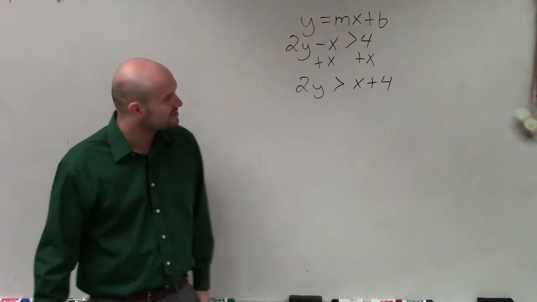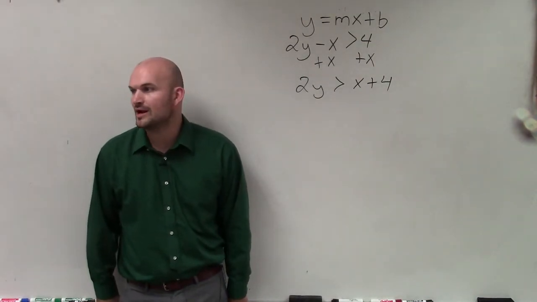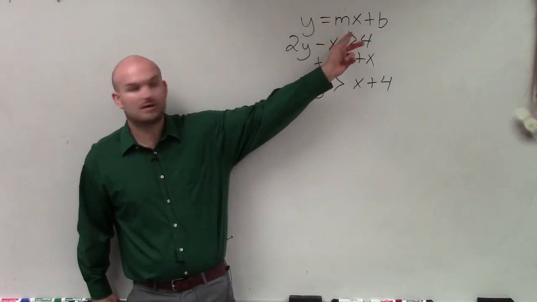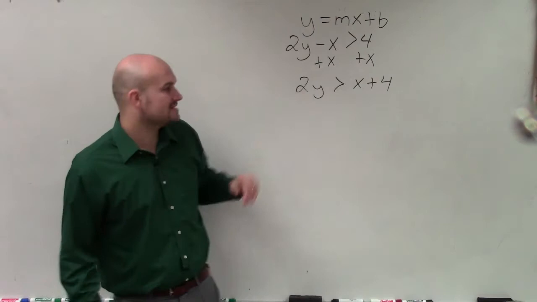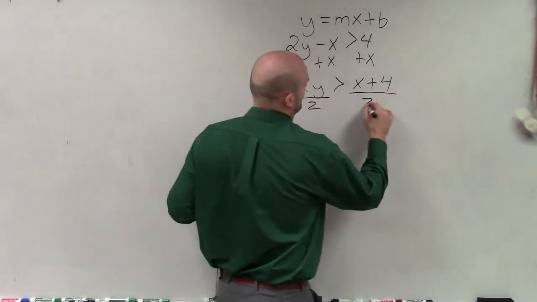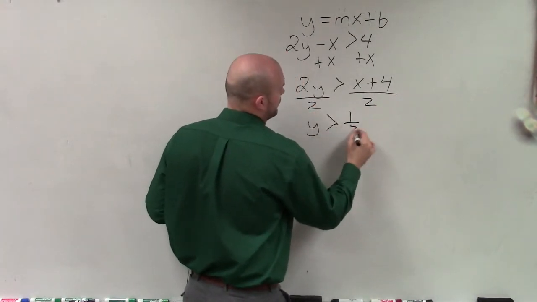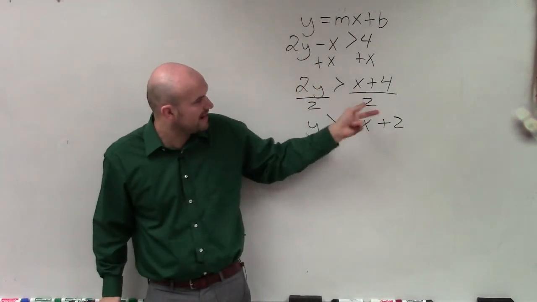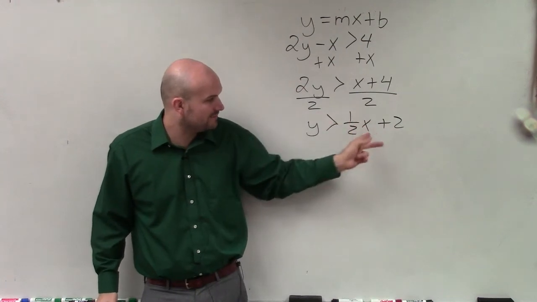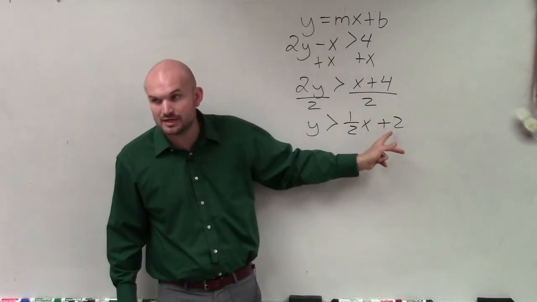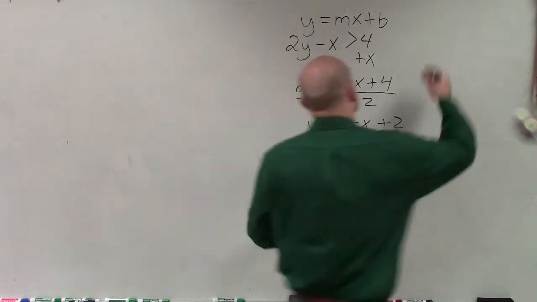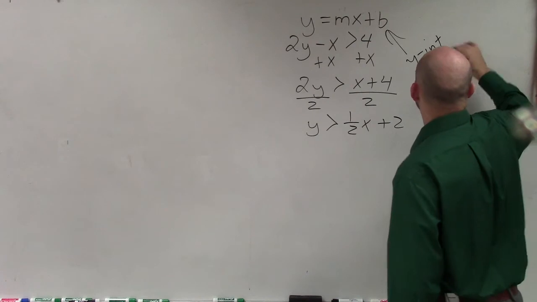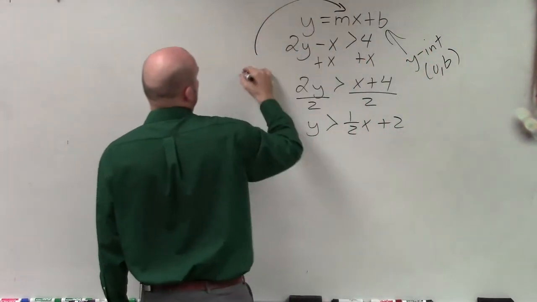Does everybody understand why I wrote the x in front of the 4 rather than 4 plus x? Because I want to keep the format mx plus b. Then the last thing I need to do is divide by 2. So I have y is greater than 1/2 x plus 2. Again, please remember to divide both of those terms by 2, so 1/2 x plus 4 divided by 2 is 2. The reason we did this is so that we can identify the y-intercept and the slope.